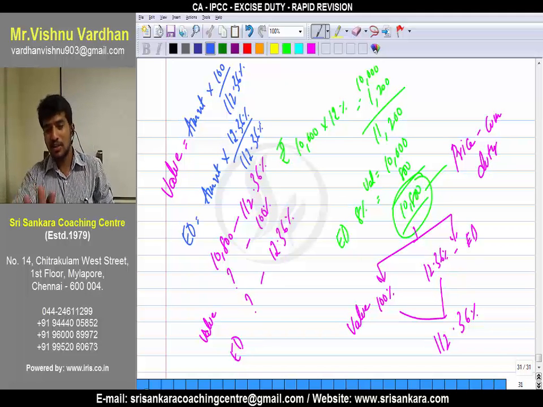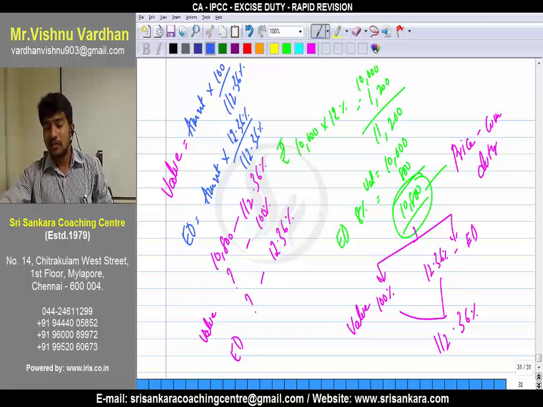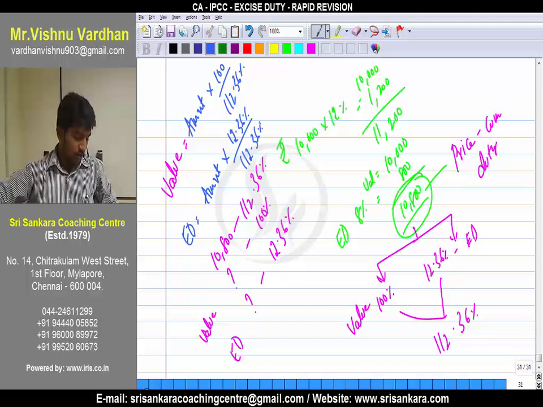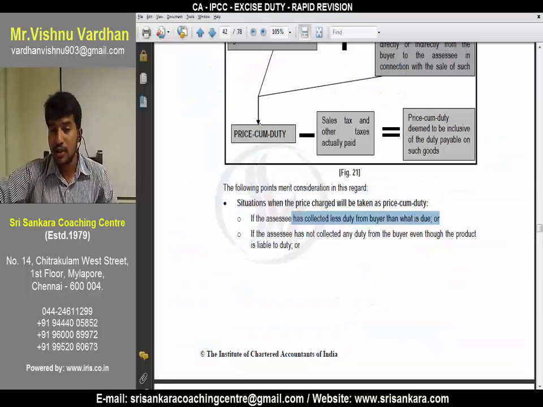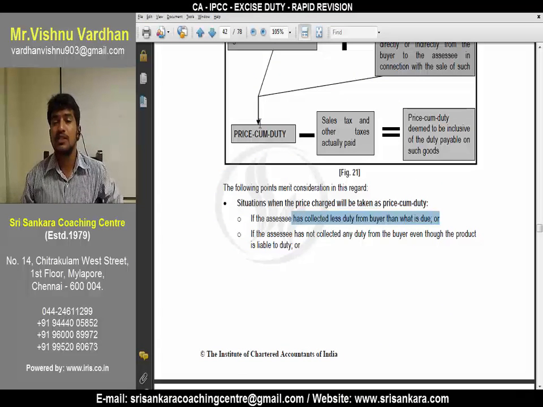Clear? So this is similar to service tax. If the service tax is not collected, then whatever amount you collected is assumed as inclusive of service tax, and we calculate accordingly. Same here also. If you are collecting any excise duty which is less than what is actually due, then we will assume that whatever you collected is price cum duty. That means whatever you collected is inclusive of the entire excise duty. Based on that, we will calculate the excise duty liability.